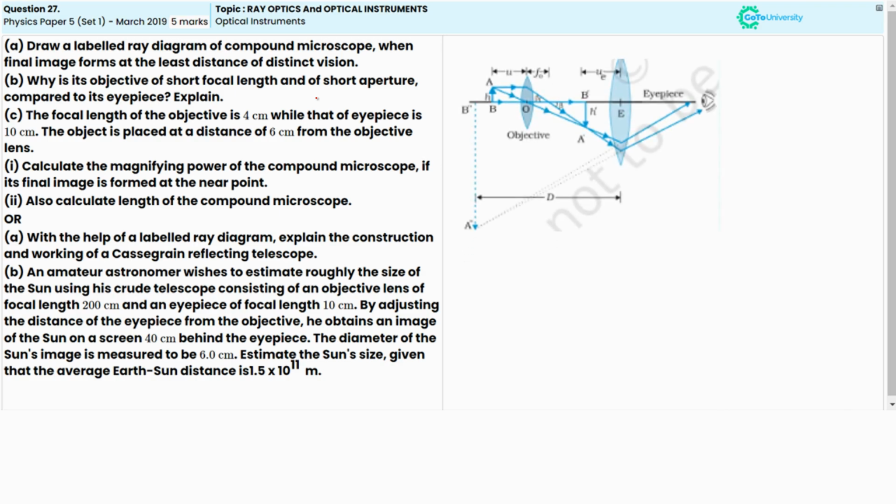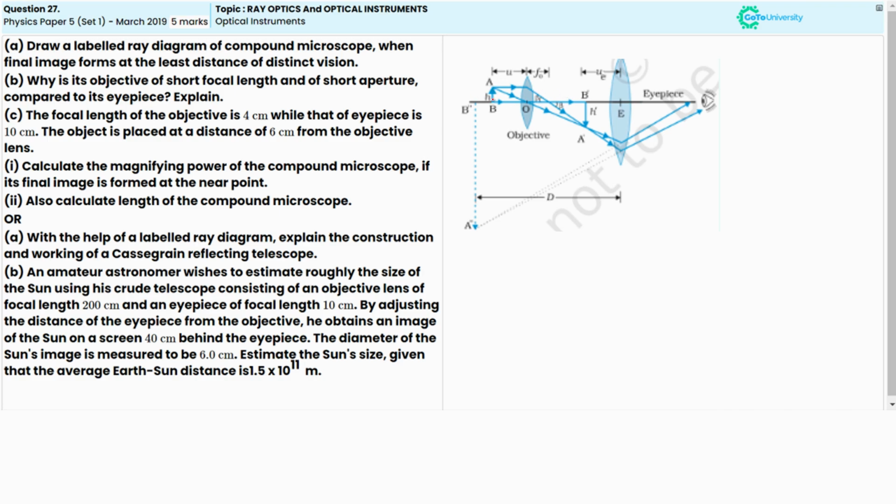This is the ray diagram of the compound microscope. It consists of two different lenses. This is the objective lens, and this second one is the eyepiece lens. These two lenses are coaxial, that means they are placed on the same axis.